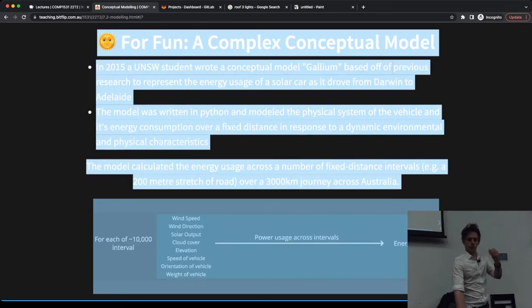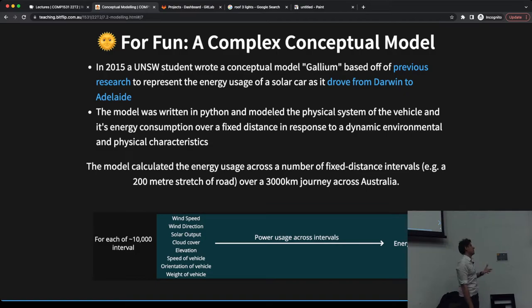So, last one, which is just a bit more of a practical thing to talk about. One of the other fun conceptual models that I was part of was stuff with the solar car team.